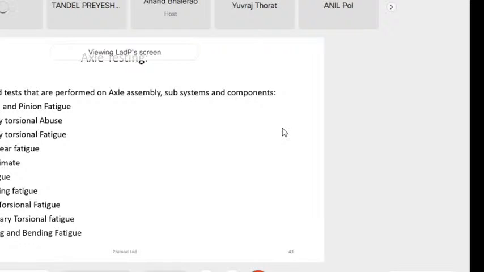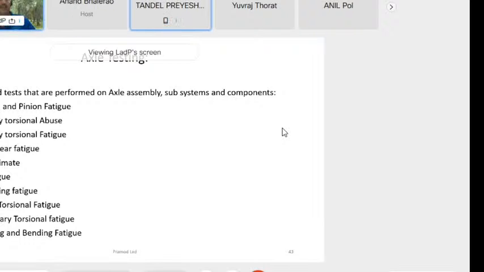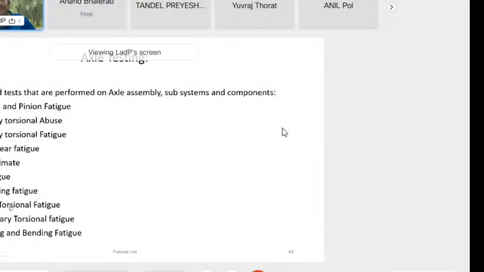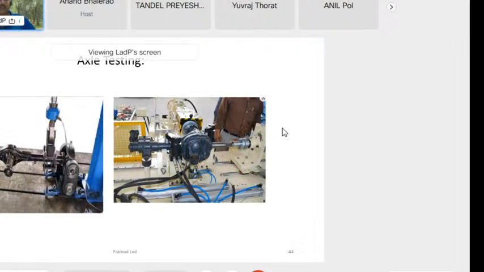Okay, go for testing. So there are various standard tests that are performed on the axle: crown wheel and pinion fatigue test, axle assembly torsional abuse, axle assembly torsional fatigue, differential gear fatigue, axle shaft ultimate, beaming fatigue, spindle bending fatigue, brake flange torsional fatigue, axle shaft rotary torsional fatigue, hub cornering and bending fatigue. These are the different tests that are carried out. These are the different test setups.